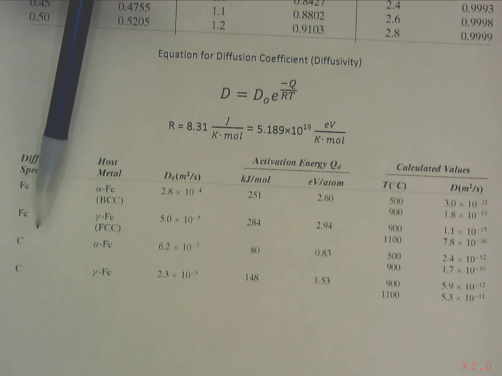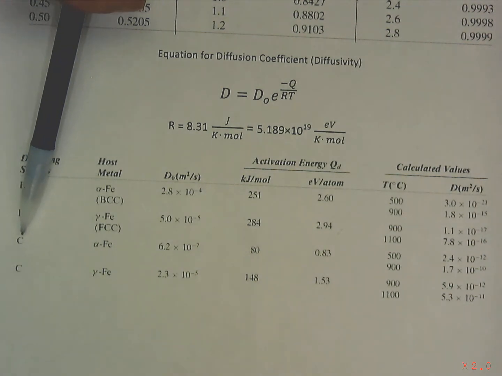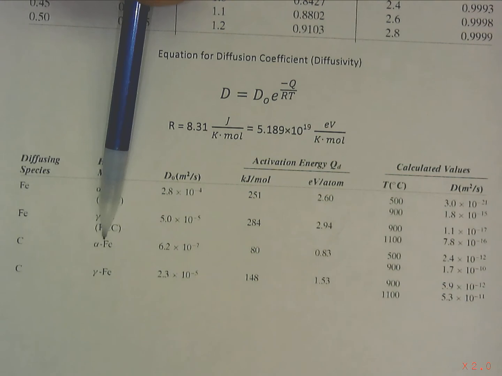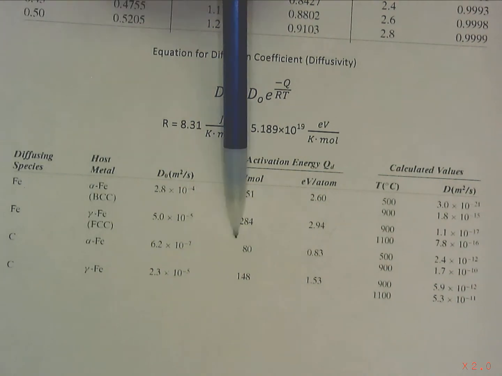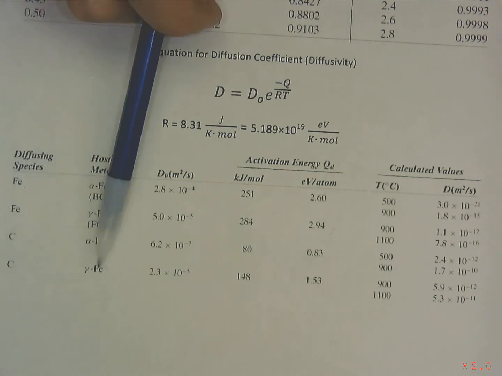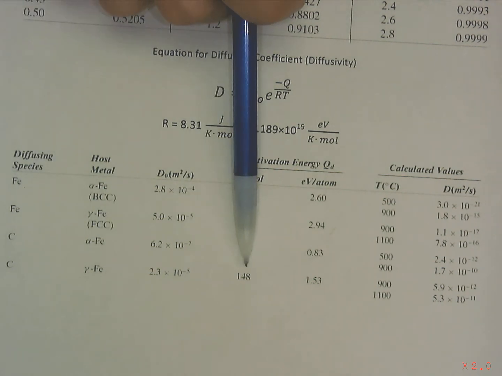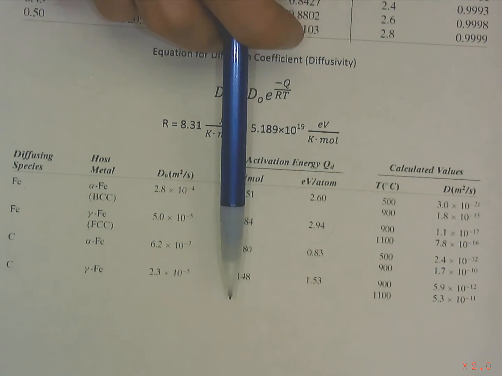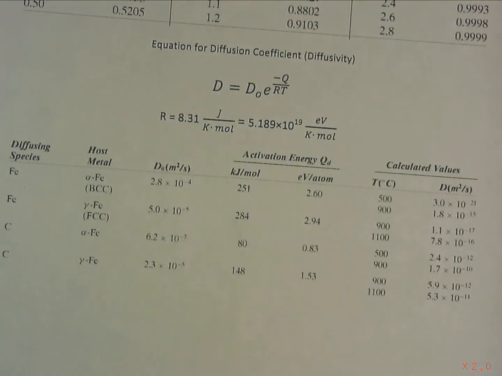Carbon moving in body-centered cubic iron: the activation energy is 80,000 kilojoules per mole of carbon. When we're talking about carbon going through face-centered cubic, it's 148,000 kilojoules per mole, which means it takes less energy to get the carbon to move through the body-centered cubic iron than the face-centered cubic iron.